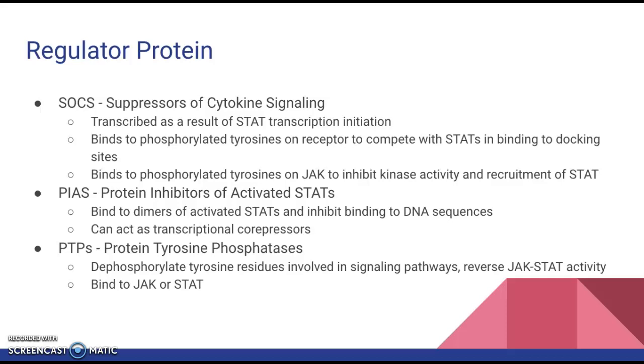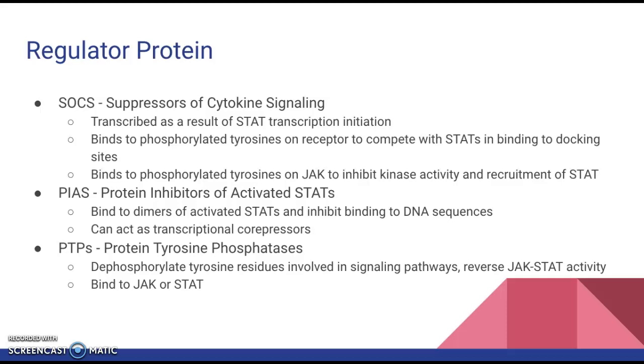PIAs, on the other hand, bind to the dimers of the activated STATs. So this is when the STAT has been phosphorylated by JAK and it dissociates from the receptor and binds to another STAT to make that dimer. PIAs bind to the dimers and inhibit them from binding to the DNA sequences in the nucleus and essentially inhibit transcription and act as transcriptional co-repressors.